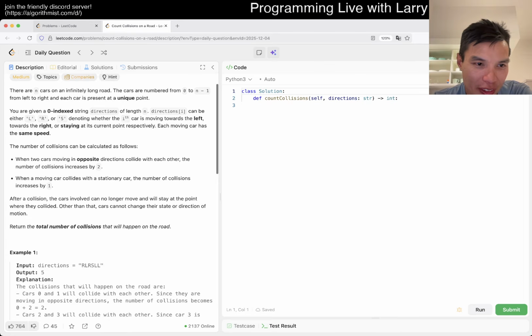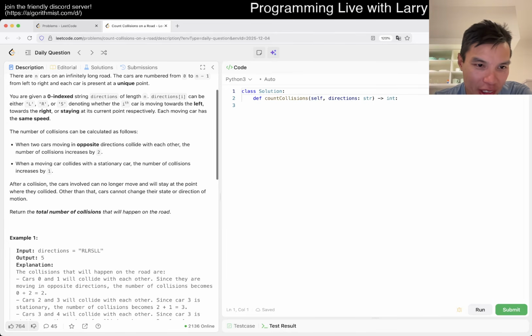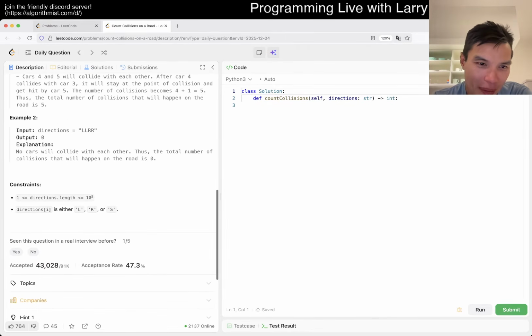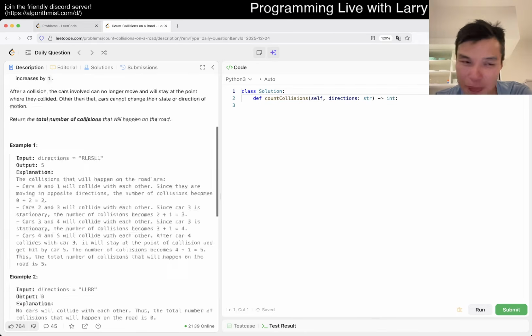When two cars move in opposite directions, the number of collisions increases by 2. If a moving car collides with a stationary car, it increases by 1. After a collision, the cars involved can no longer move and will stay at the point where they collide. Other than that, the cars cannot change their state or direction of motion. Alright, so it seems like a simulation problem. N is pretty big, so you probably have to be a little bit smarter about the simulation.